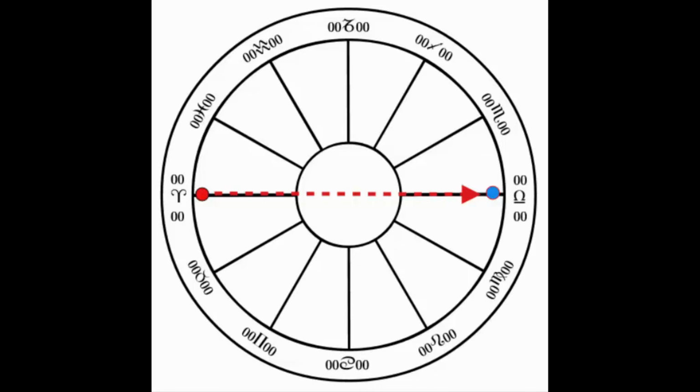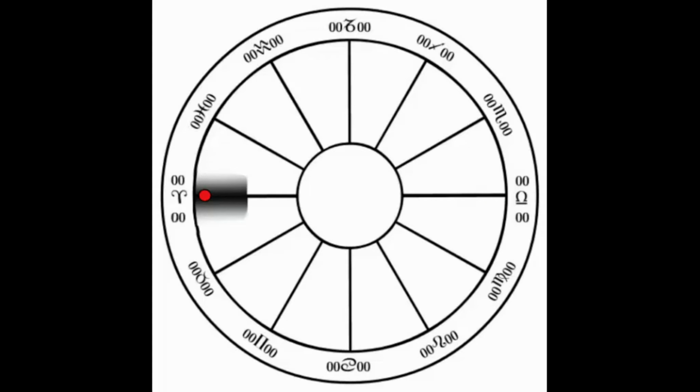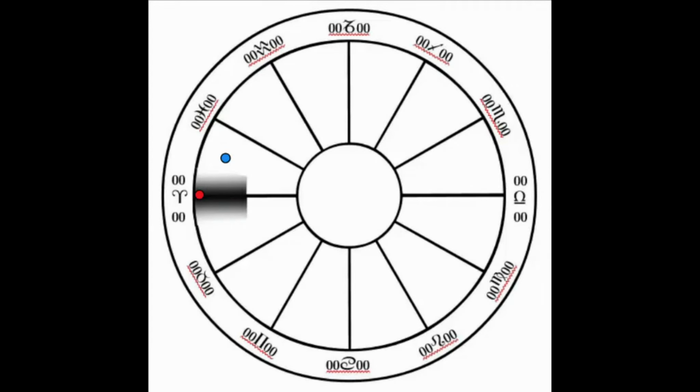But aspects are already felt when they approach the exact degree, and this is called an orb. Let me show you what I mean. Here's our little red planet exactly at 0 Aries 0, and the black area which fades into white is its orb. Now watch what happens when a blue planet approaches this red planet for a conjunction. Here's our blue planet. It is moving toward a conjunction with the red planet.